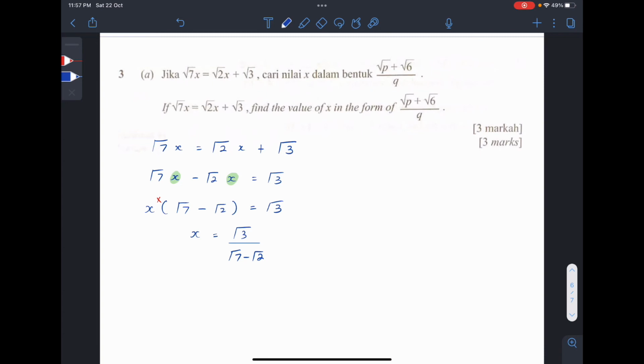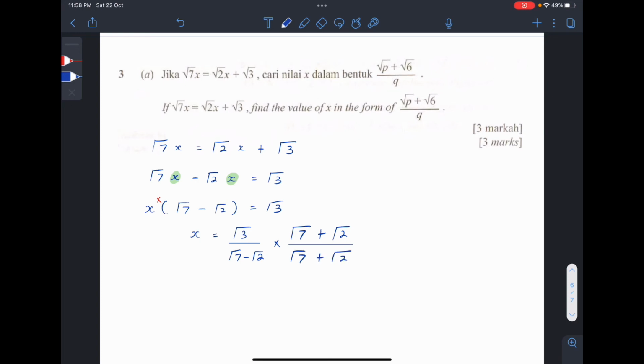If we got up to here, we can't stop yet. We have to rationalize the denominator. How do we do that? Okay, so we are just going to times root 7 plus, it's always the opposite of the one on the left. Initially I got root 7 minus root 2, so the one on the right will always be the opposite of that, so plus. Okay, so root 7 plus root 2 over root 7 plus root 2.